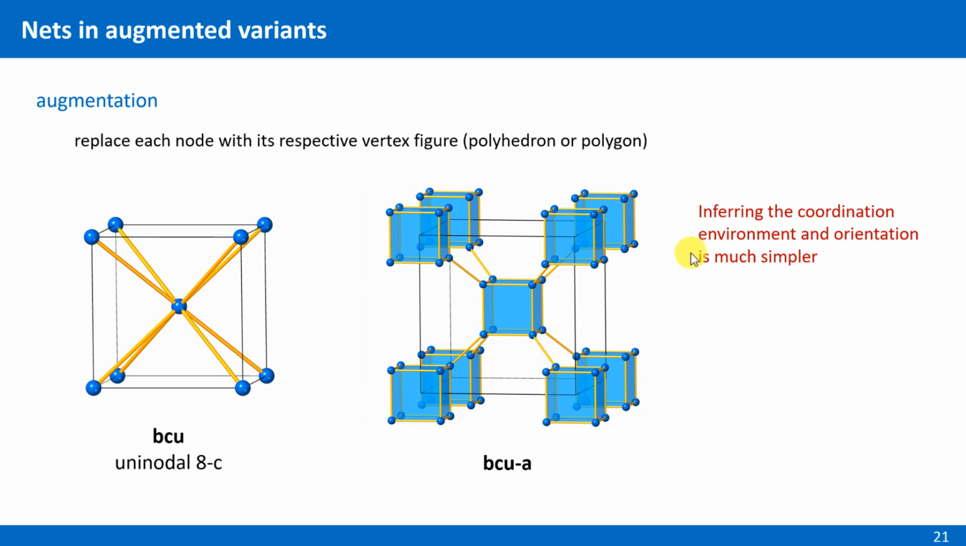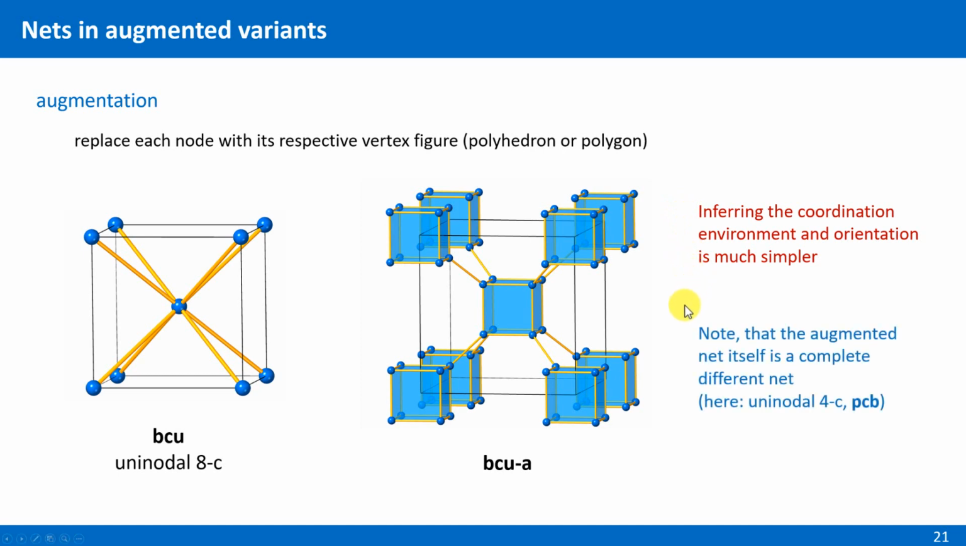What should be also clear is if we put additional nodes into the parent net to derive the net in its augmented version, then we will have, of course, a different net. In this case, it is the uninodal 4-coordinating net PCB, which stands for polycubane.